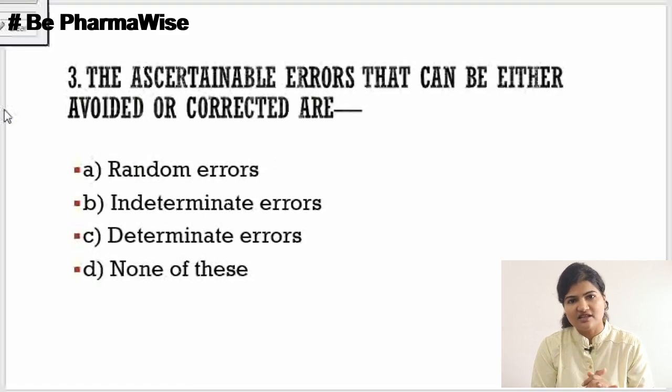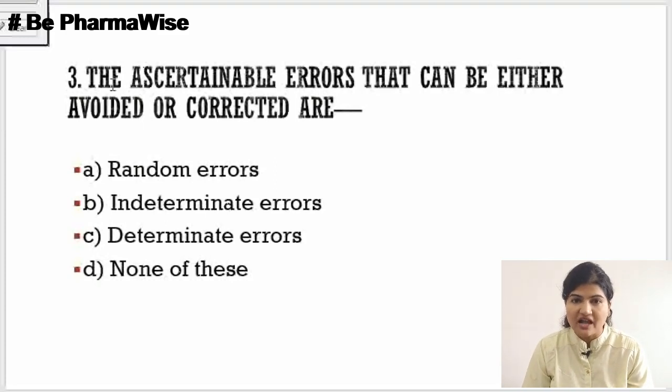Such errors are called determinate errors, and there are some random errors which we cannot determine from where they are occurring. Those kinds of errors are termed indeterminate errors. So here the answer would be, ascertainable errors that can either be avoided or corrected are determinate errors. Yes, it is determinate errors.